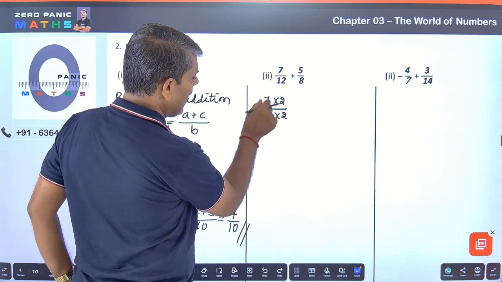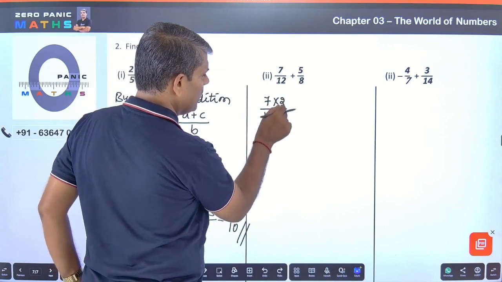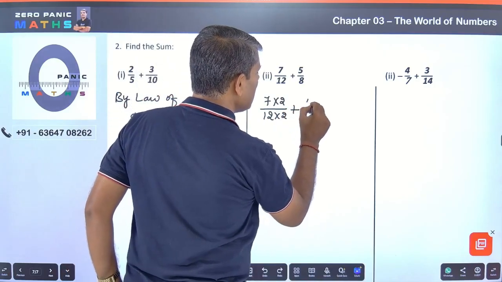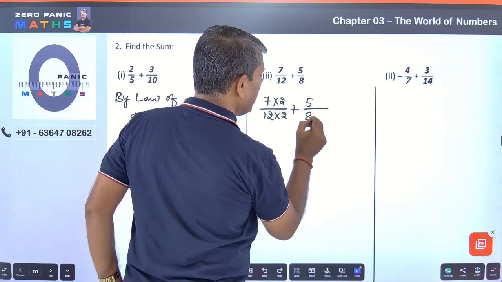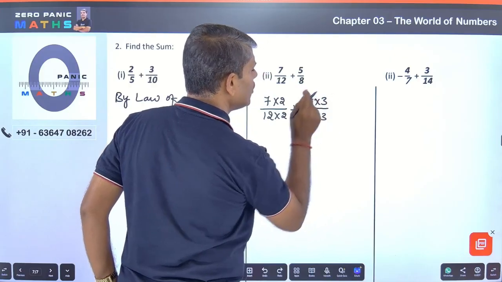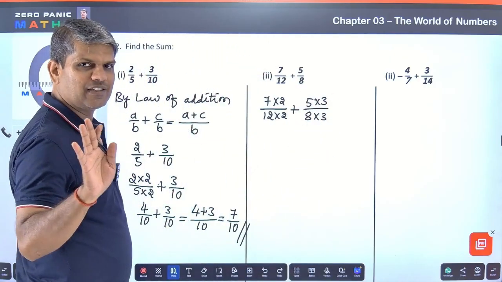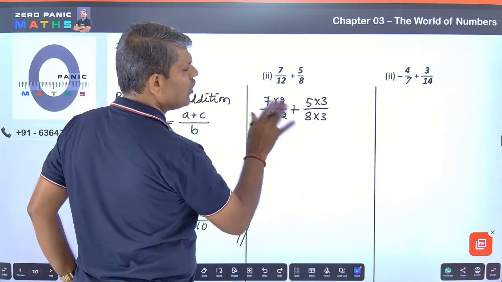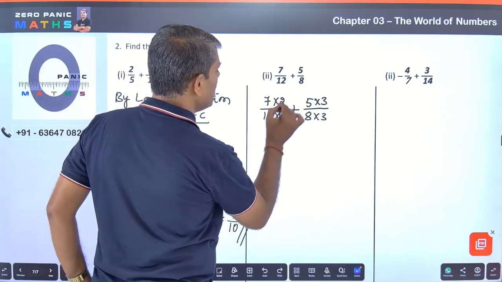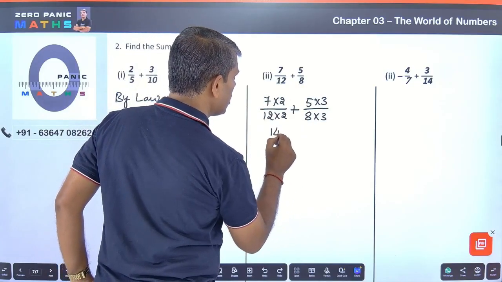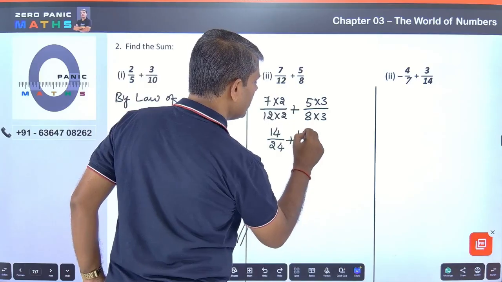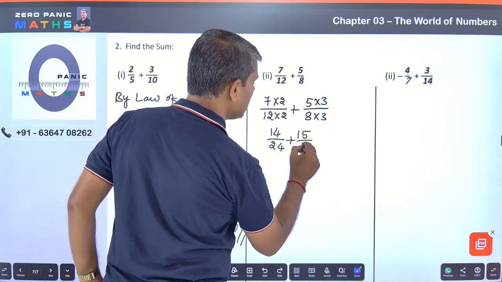Okay, see, I'm writing 7 by 12 as 7 multiplied by 2 over 12 multiplied by 2, making it 24, plus 5 over 8 to make it 24. I'm multiplying it by 3, so I'll multiply that 3 to the numerator also. Hope you are getting it simply. We did not make any changes, but we have converted the denominator to the same value. 7 2s are 14, 12 2s are 24, plus 5 3s are 15, and 8 3s are 24.